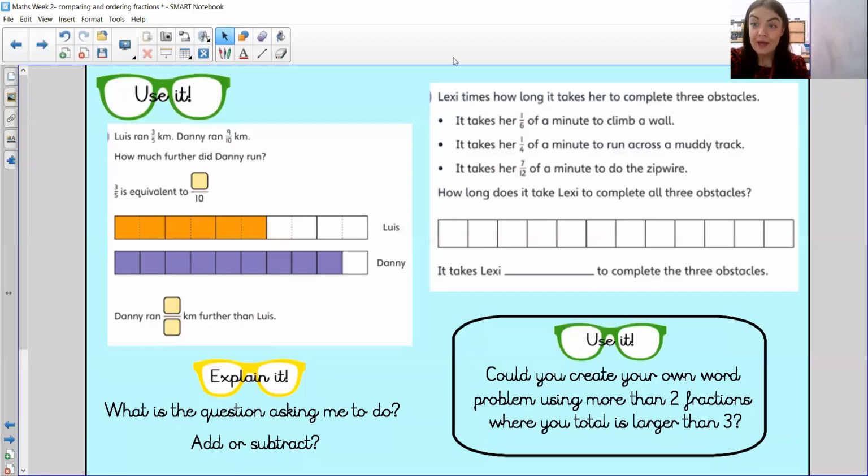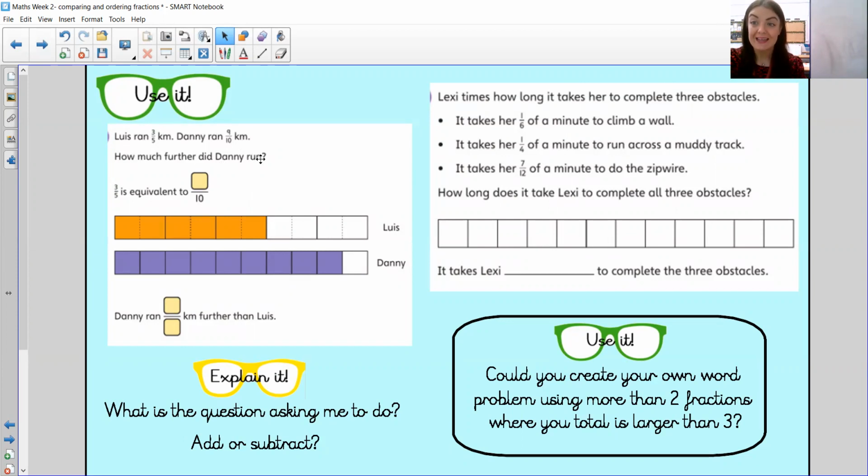Okay, so I'm hoping you started to realise that these questions weren't as simple as the first one that we've just done. So it's quite tricky to work out whether you are adding or whether you are subtracting. They've used their words to make you think a little bit more about it. So let's have a look at this first question. So Lewis ran 3/5 of a kilometre. Danny ran 9/10 of a kilometre. How much further did Danny run?